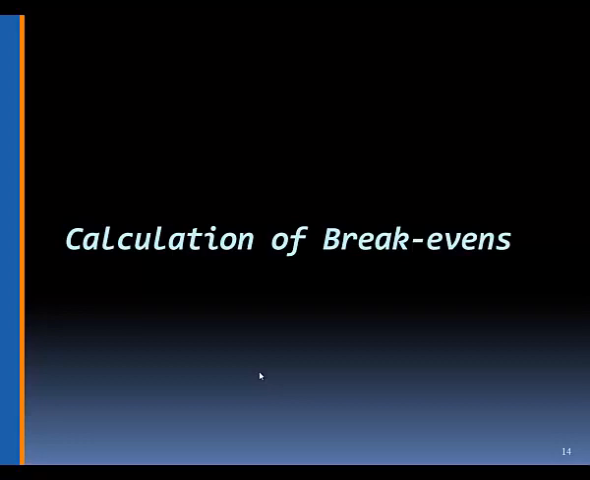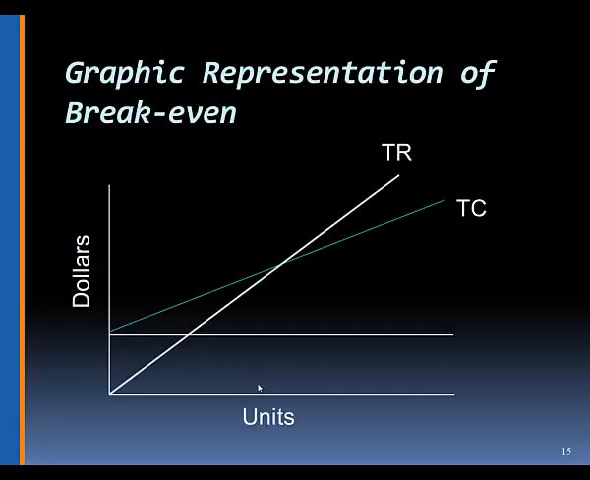Now let's talk about how we calculate break-evens. This is a graphic representation of a break-even. You'll notice that we have our fixed cost line, our total cost line, which includes both the variable and the fixed cost, and a total revenue line. In the center of the graph, the total revenue line and the total cost line intersect. At the point that they intersect, we call that the break-even.